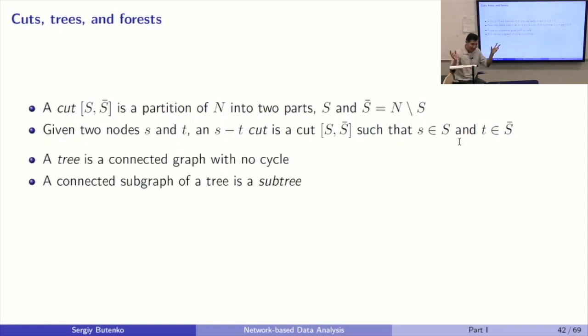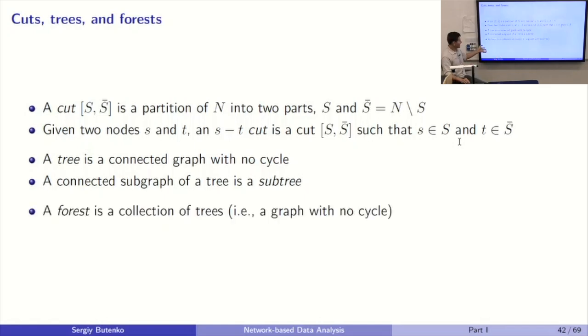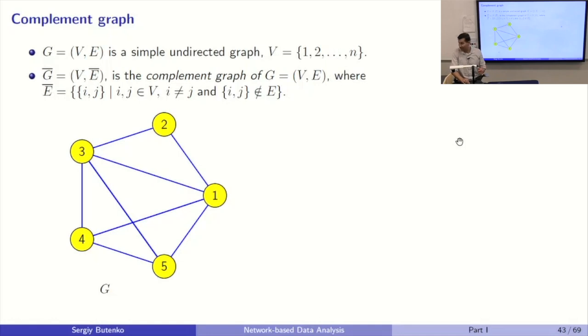A tree is a connected graph with no cycles. So if you draw it, it looks like a tree. A forest is a collection of trees, meaning that every connected component is a tree, so it has no cycles. Next concept we'll talk about is the complement graph.